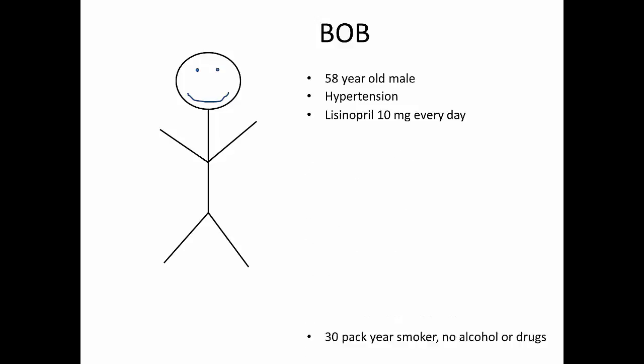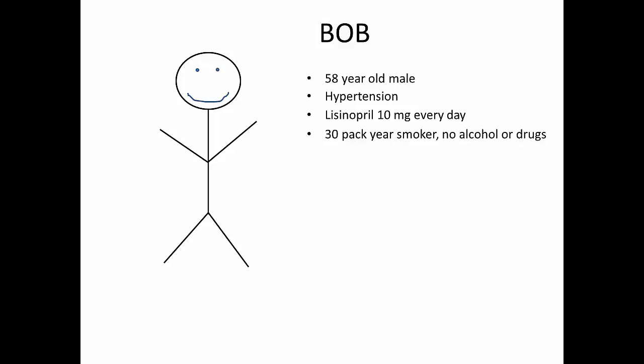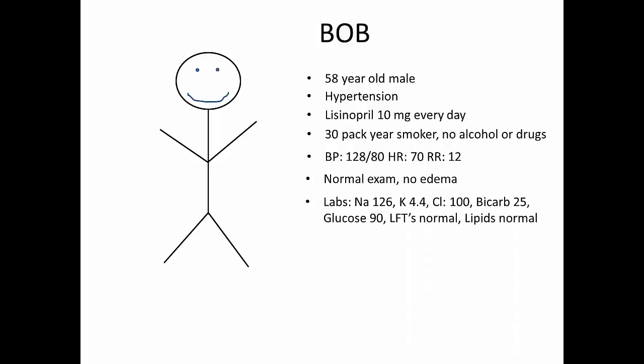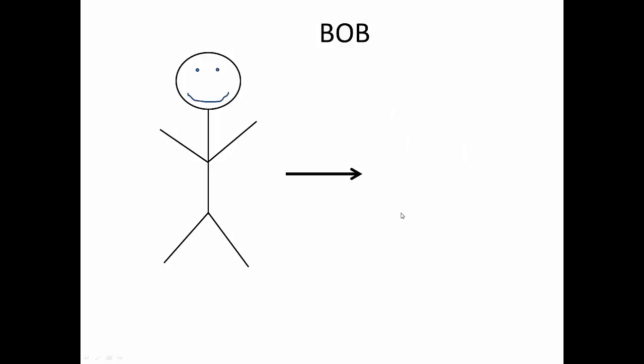So this is Bob, and he is our 58-year-old male patient who has high blood pressure, and he's on lisinopril 10 milligrams once a day. He's a 30-pack-year smoker, and his blood pressure is normal, heart rate and respirations are normal, and he has a normal exam and no edema. And Bob presents today to the office for refills on his lisinopril and to go over his blood work, which is normal except for a sodium of 126.